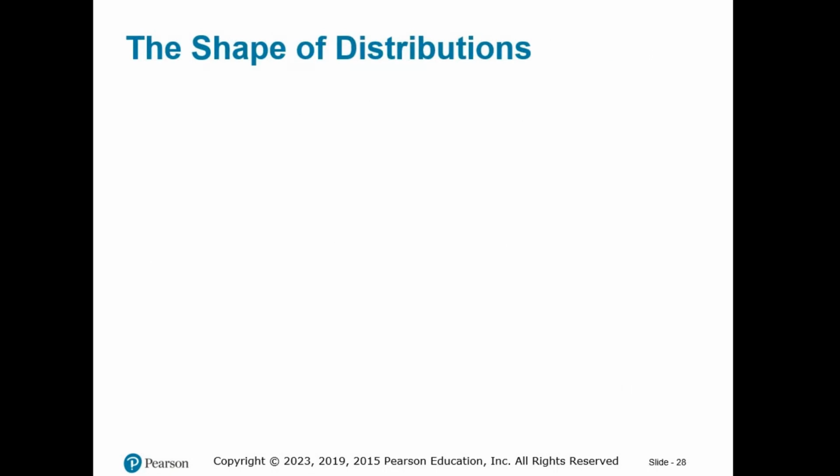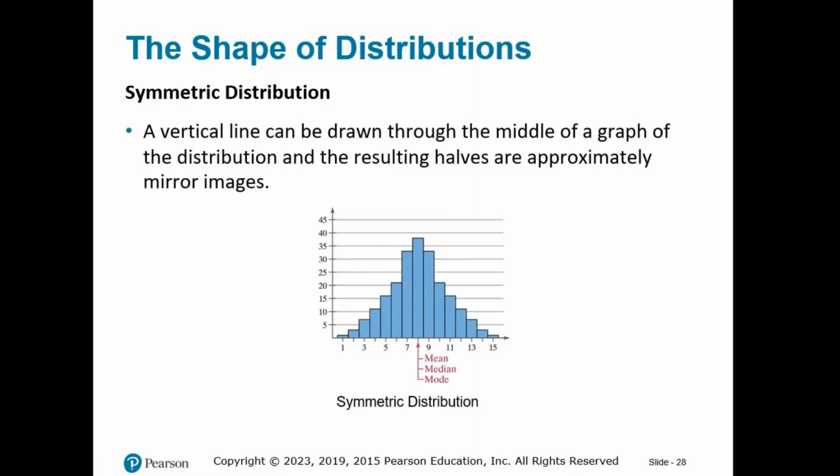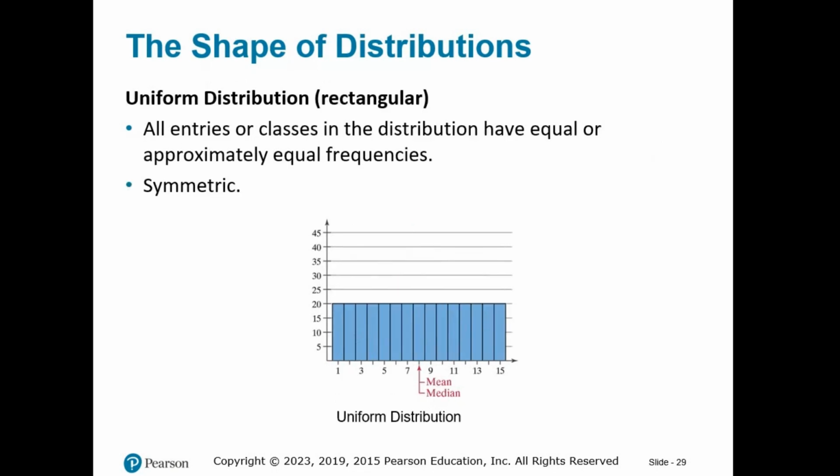A few other exploratory data analysis terms that help us better describe the data set refer to the distribution's shape. A symmetric distribution is one in which a vertical line can be drawn through the middle of a graph of the distribution and the resulting halves are approximately mirror images. With this type of shape, the mean, median, and mode are all equal and they are located on this line of symmetry. A uniform distribution, also known as rectangular distribution, has equal or approximately equal frequencies for all the classes of entry. Now clearly this type of distribution is symmetric in its own way. The mean and median are again equal in value, but since all the classes have the same frequency, this type of distribution has no mode.